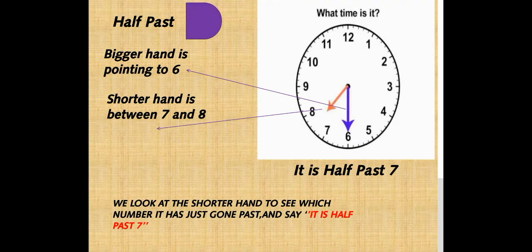Half past. The bigger hand is pointing to 6 and the shorter hand is between 7 and 8. So it is half past 7. Let me repeat it: if the bigger hand is pointing to 6 and the shorter hand is between 7 and 8, it is half past 7. So we look at the shorter hand to see which number it has just gone past and say it is half past 7.